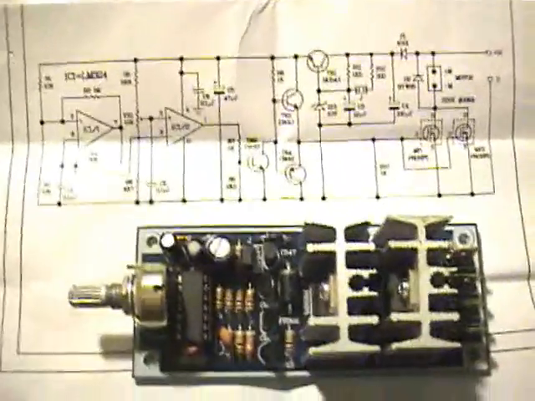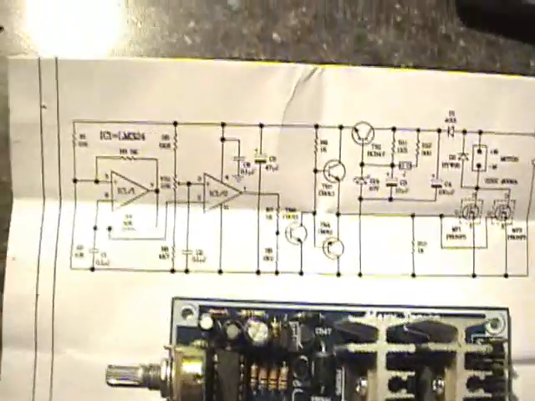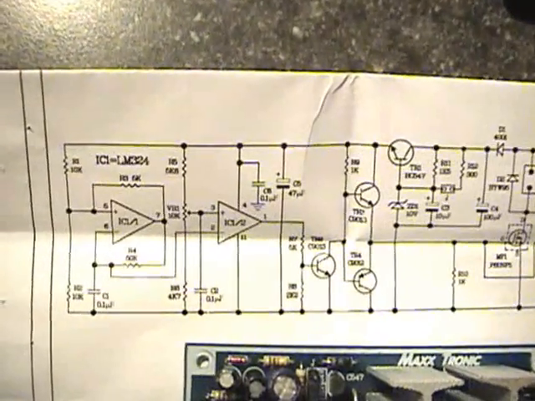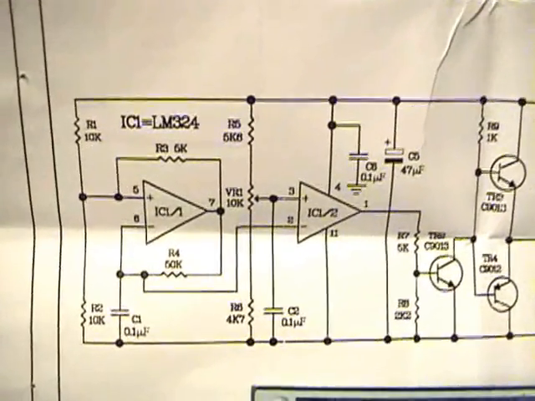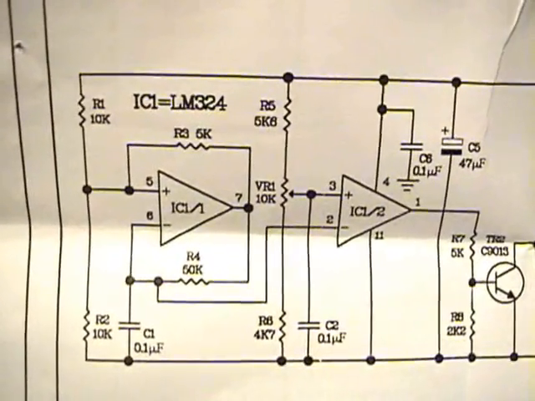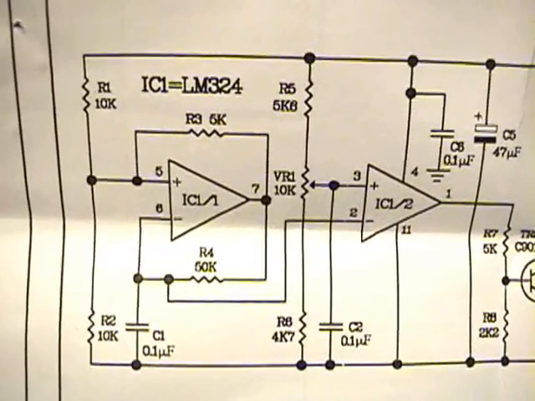I don't know if everyone can read that. Hopefully, that's easy enough to read.